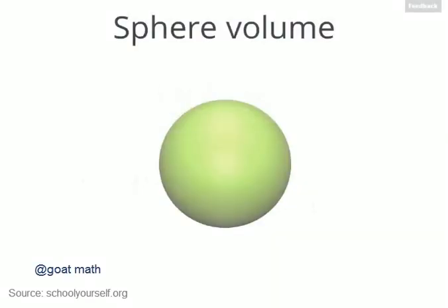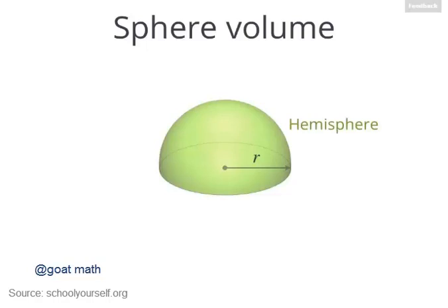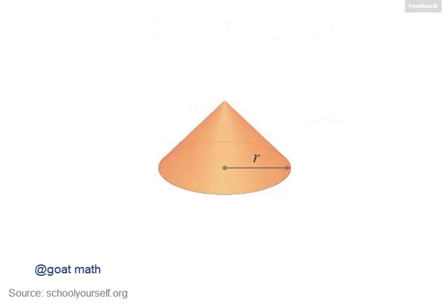Let's figure out a formula for the volume of a sphere in terms of its radius r. We'll be using Cavalieri's principle to find the volume of half of a sphere, also known as a hemisphere, and then we can double our answer at the end to find the volume of the complete sphere. But first, let's find the volumes of some other solids that involve circles.